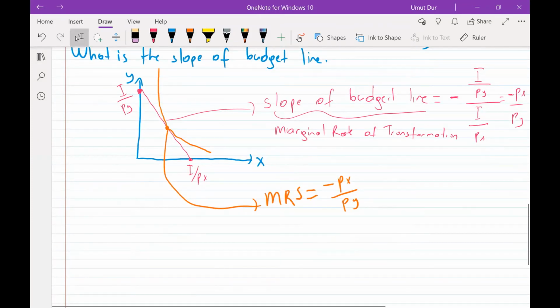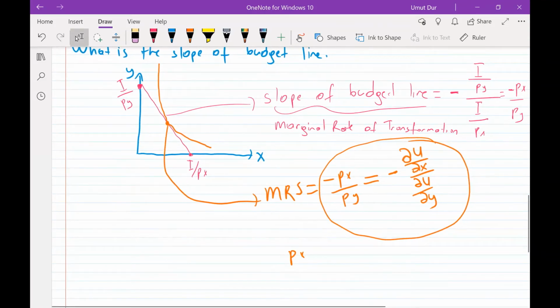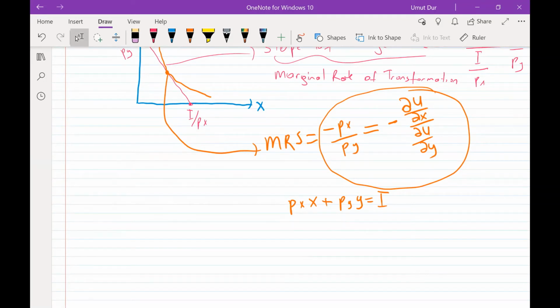So let's write it more clearly: minus du over dx divided by du over dy. This condition gives us the optimum bundle, and in addition to that, we need to satisfy the budget line. So let's do an example for that. How do you solve such a question here?